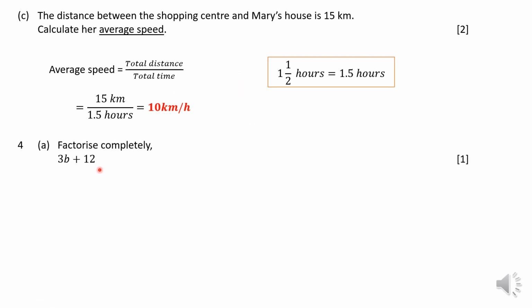This is a question on algebra. You're supposed to factorize completely. Now 3 is a common factor. You take out 3 outside the bracket, and b plus 4 is inside the bracket.